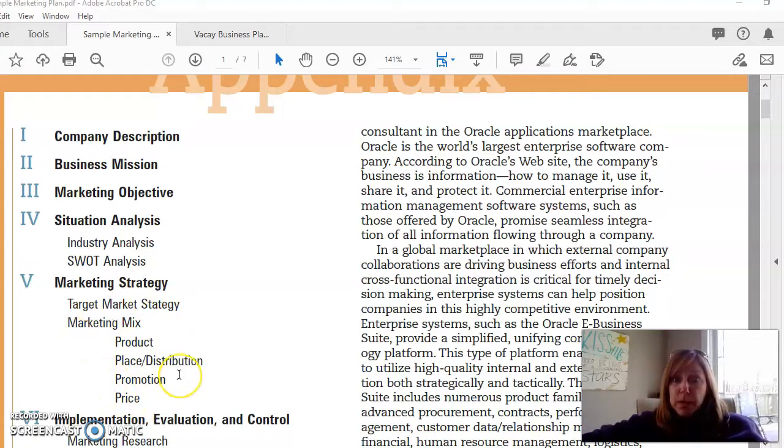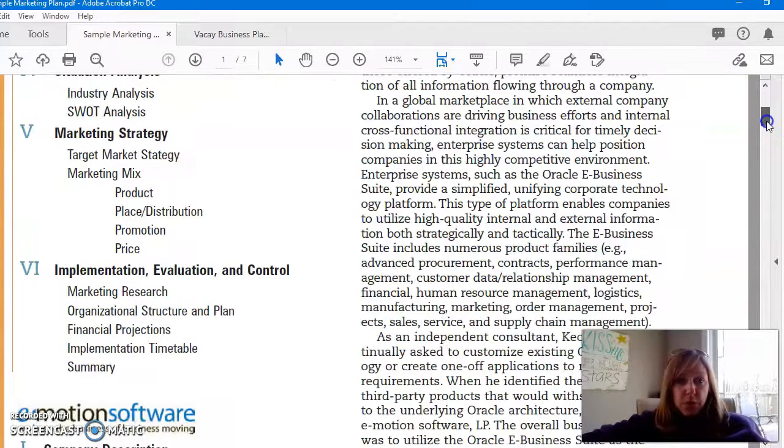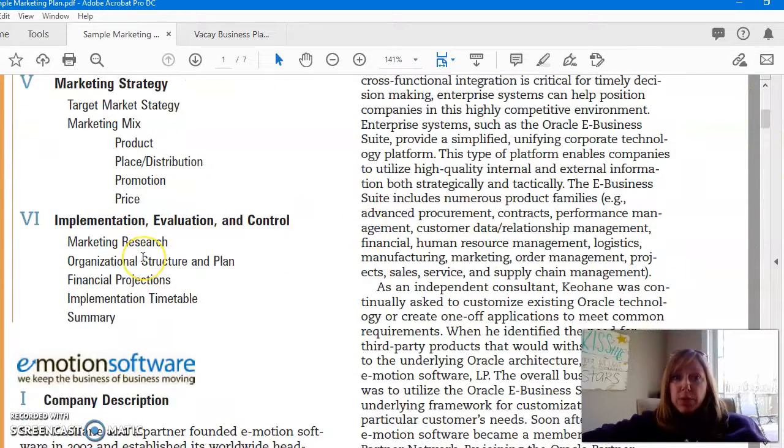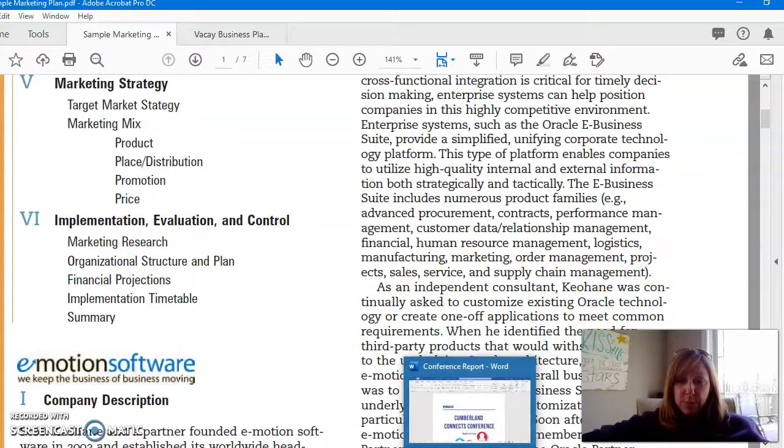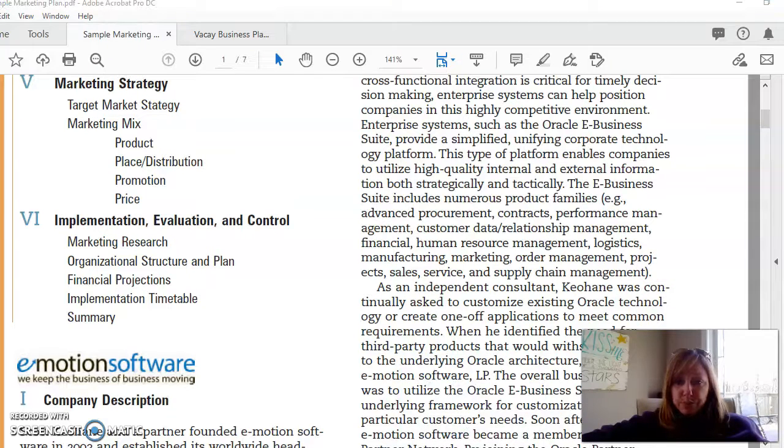You've got your 4 Ps, which is known as your marketing mix. You've got the market research, which should include the target and demographic information of who you're selling to, a little bit about your financials. So that's one example. I also have two that I will show you now.